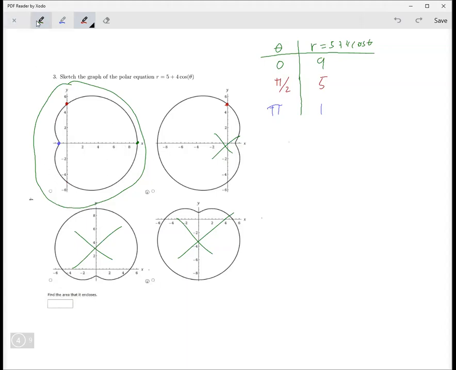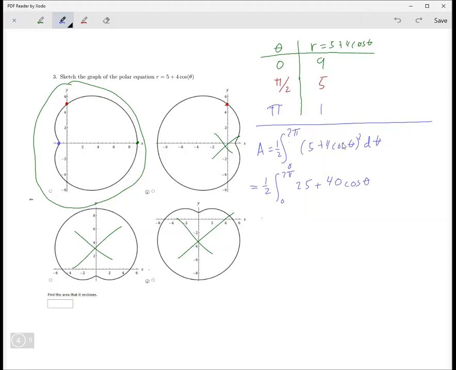Now we want to find the area that it encloses. And the nice thing is that going from 0 to 2 pi will cover the whole thing. So it's 1/2 the integral of all this squared. So 0 to 2 pi, square all that, you get 25 plus, if you multiply these together, you get 20, that's going to be 40 cosine theta, and then the last one squared is 16 cosine squared theta.